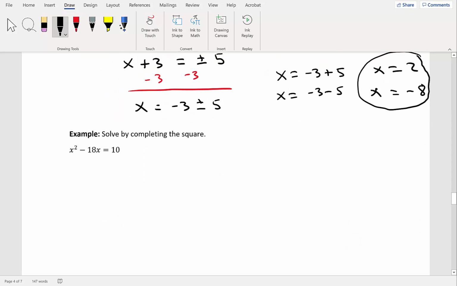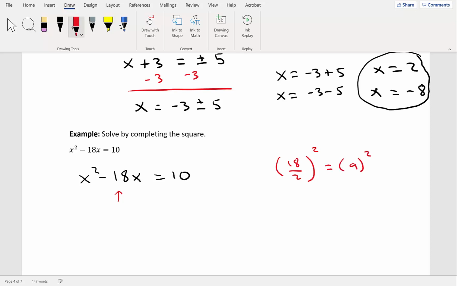Let's take a look at another example. So we have x squared minus 18x equal to 10. Working this out, first, the coefficient of x squared is 1, so I don't have to divide by anything. My variable terms are already isolated. They're on one side of the equation. So now completing the square, I take half of 18. So I take 18 divided by 2, and I'm going to raise that to the second power. So I get 9 raised to the second, which gives me 81. Now 81, I'm going to add this to both sides of the equation. So I have x squared minus 18x plus 81 is equal to 10 plus 81.